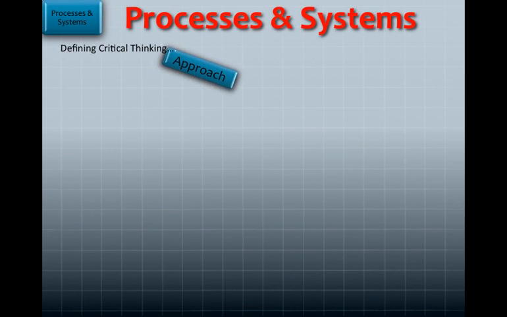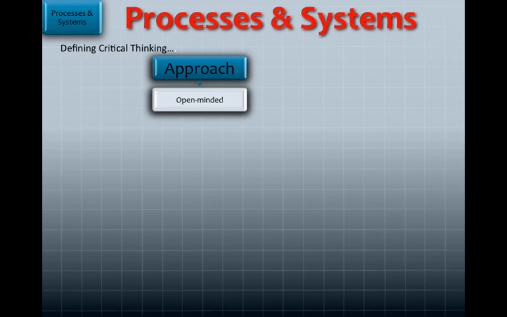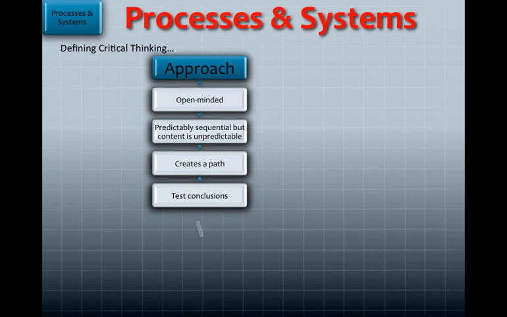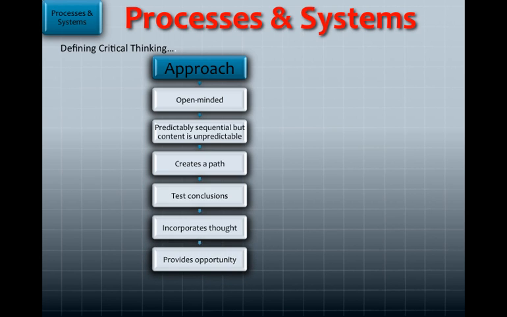So when we look at critical thinking, there's an approach that we take to help us understand critical thinking. That approach encompasses being open-minded as well as being able to predictably look at things from a sequential standpoint, but not necessarily all of the content that we're operating with. We can create a path in that, and we can test our conclusions as well as incorporate the thought necessary to keep critical thinking within our organization. This then provides us with opportunity and then puts us in a position to consistently evolve.